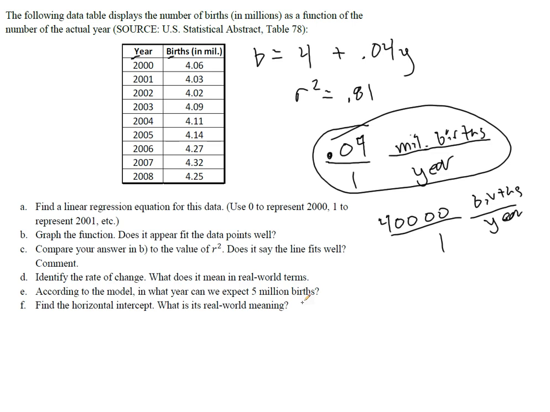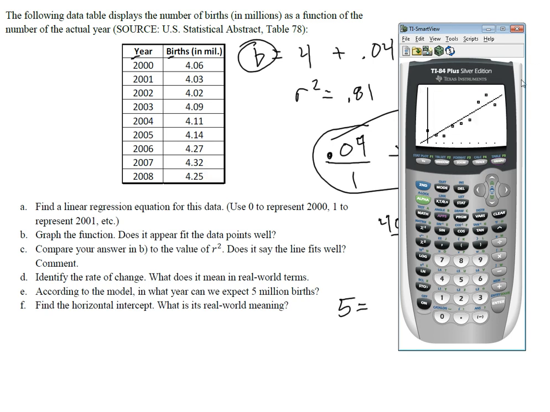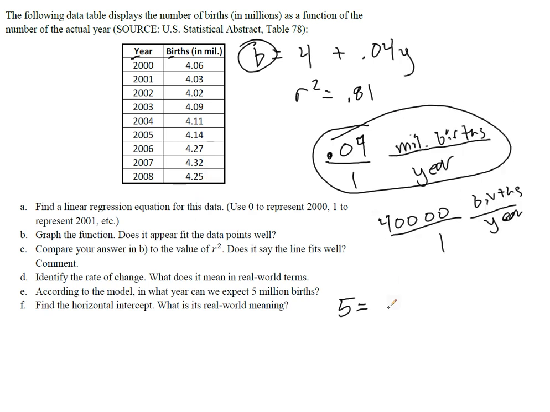According to the model, in what year can we expect 5 million births? Okay, so we want the number of births to be 5 million, so we'll put in 5. Now this is already in millions because these are already in millions. And we want to know in what year, since this is trending upwards, will we eventually reach 5. Okay, so 5 million equals 4 plus 0.04y.